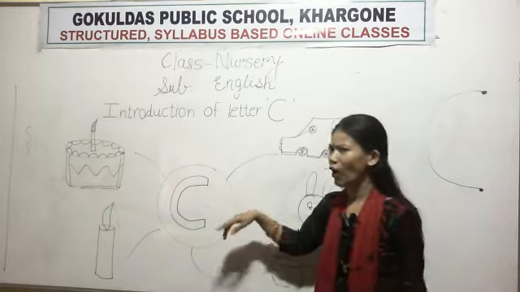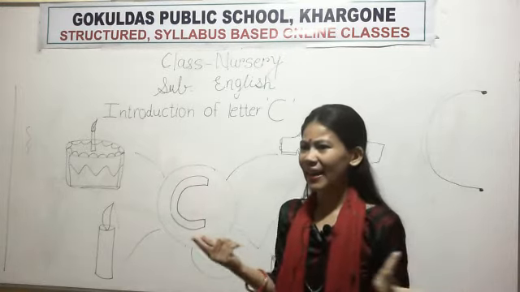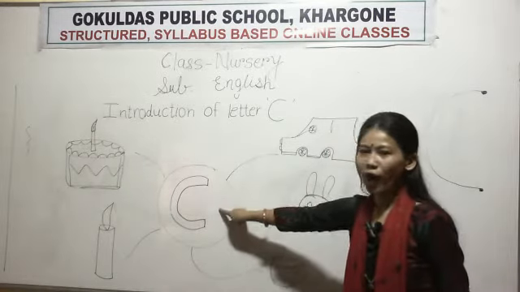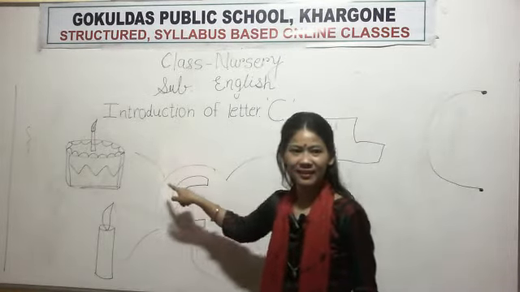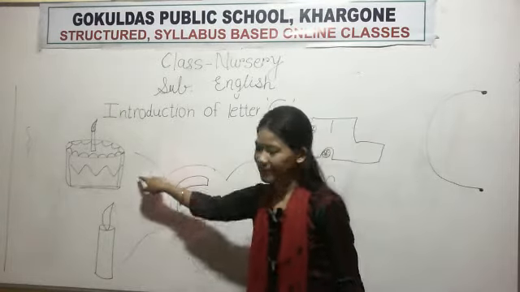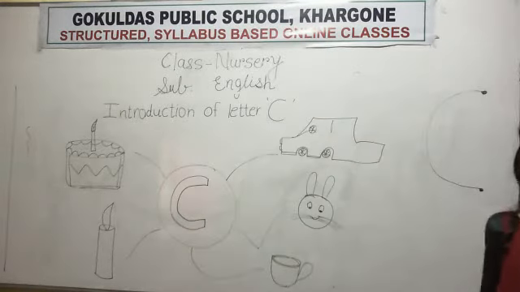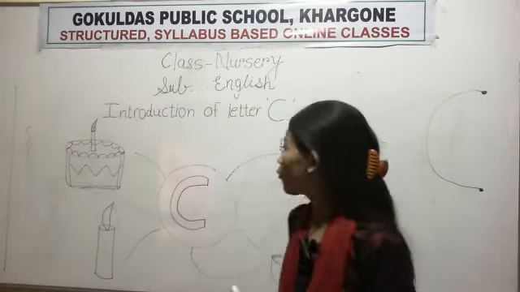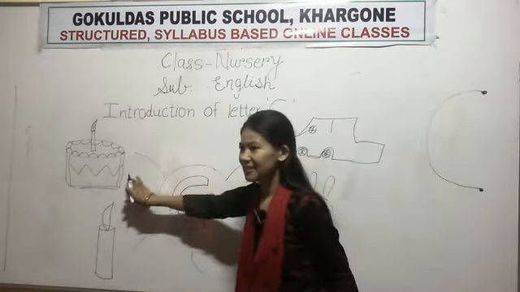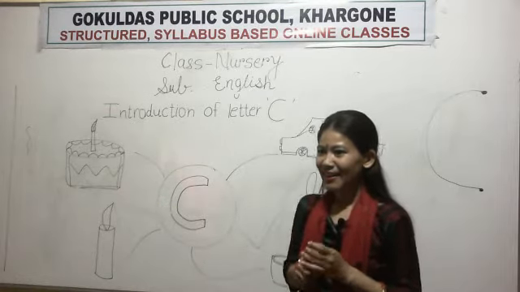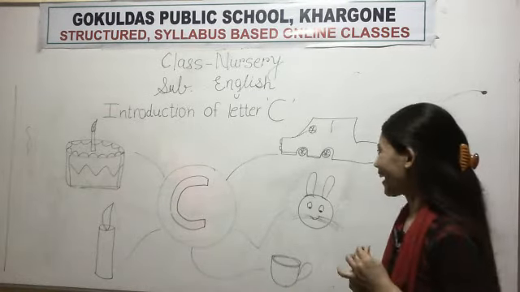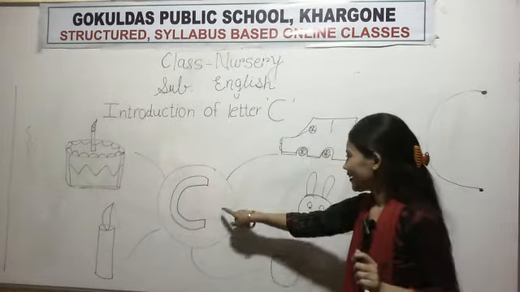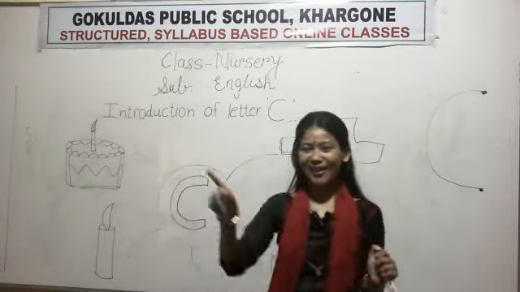Now C for cake. Where is the cake? C for cake. This is cake. Okay? This is C for cake.